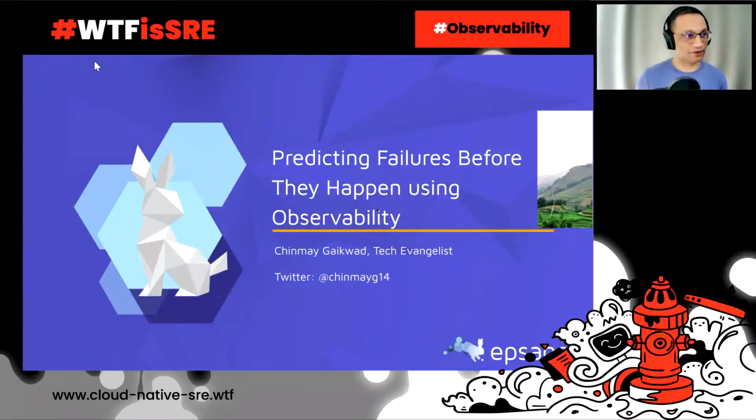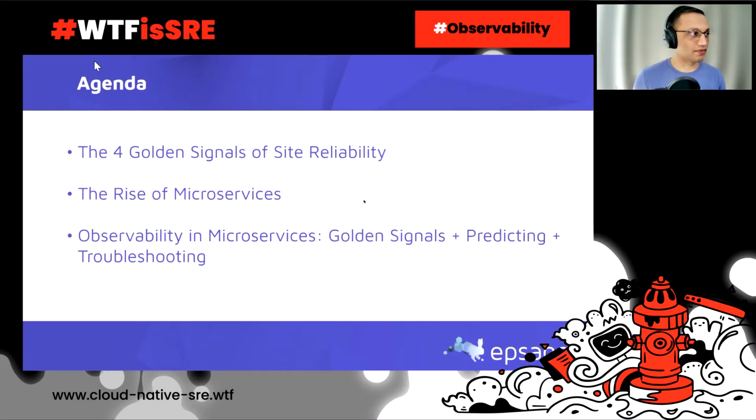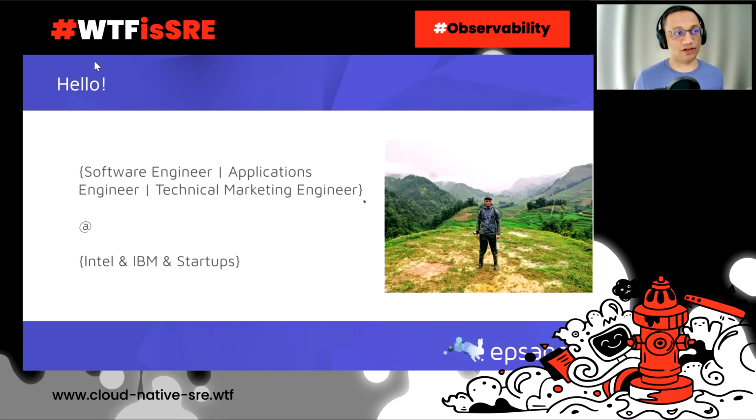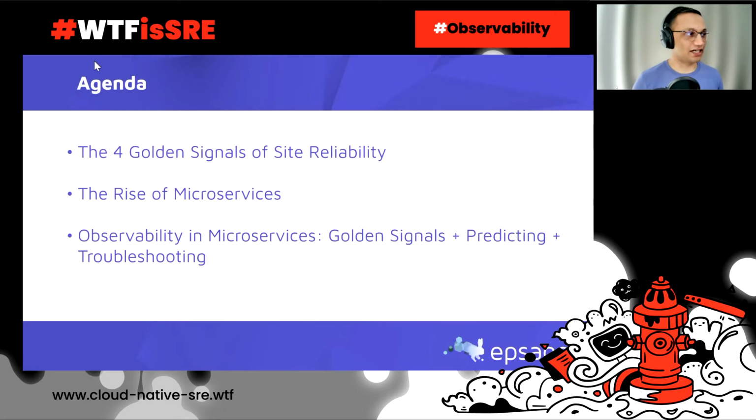A bit about myself. So I started off as a software engineer and then moved to a bunch of different roles at different companies, big and small. Fun fact about myself, I love traveling. And this is a picture from a place called Sapa in Vietnam. If you haven't been to Vietnam, I highly recommend it. It's a great place.